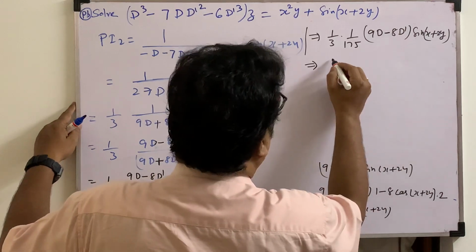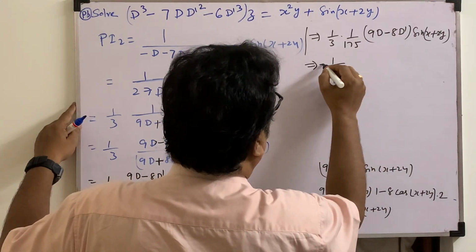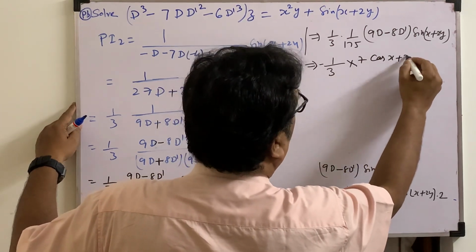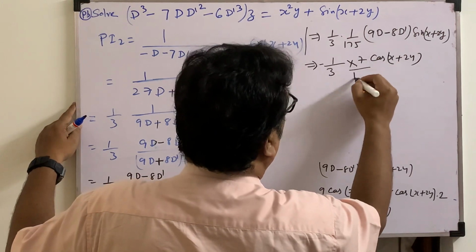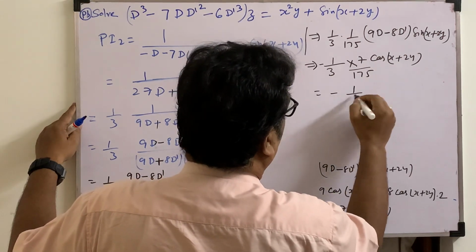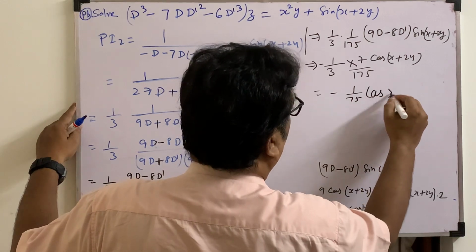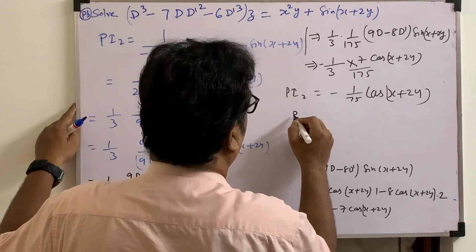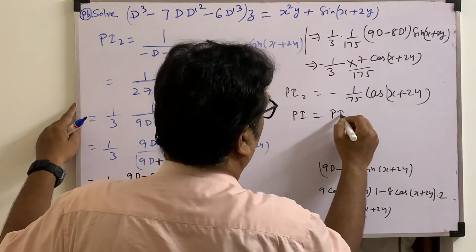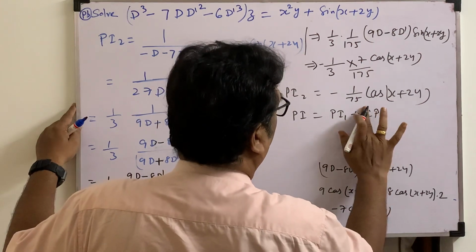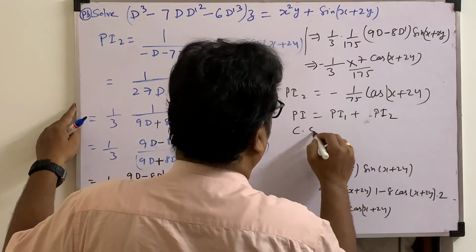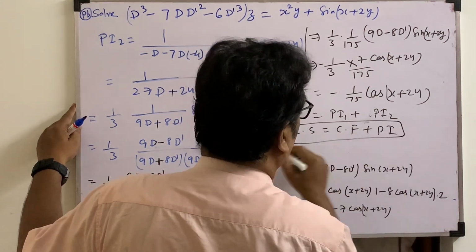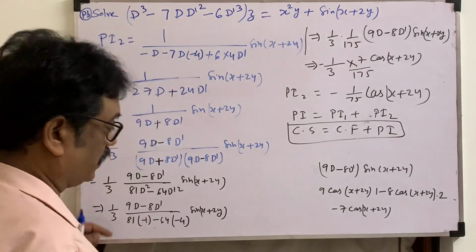So directly what can we write here? 1 by 3, minus into 7 cos x plus 2y. It will multiply with this 175, so it will come minus 1 by 75 cos x plus 2y. This is called PI2. So total PI is equal to PI1 plus PI2. Then the complete solution is equal to CF plus PI. This will be our final answer.